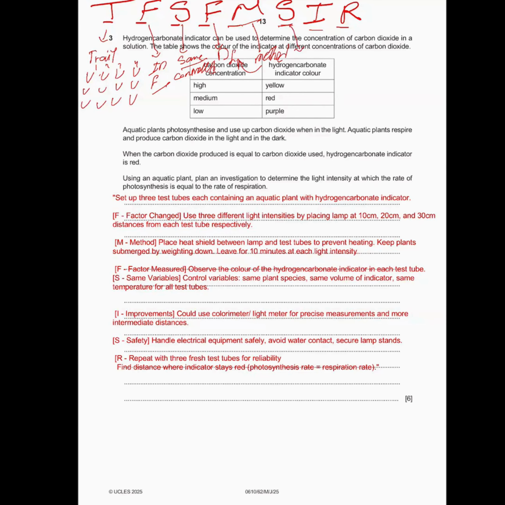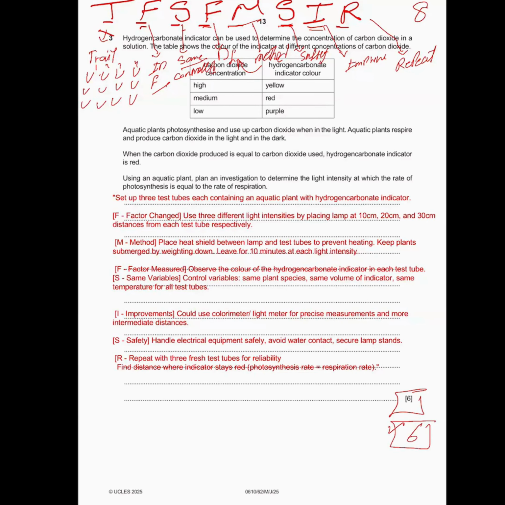S stands for safety. What's your safety precaution? I stands for improvement. How to improve? R stands for repeat. So that's 8 points. In the question, he needs 6. If you mention at least 6 of these points, you will get the full mark. So I'm giving you 8.